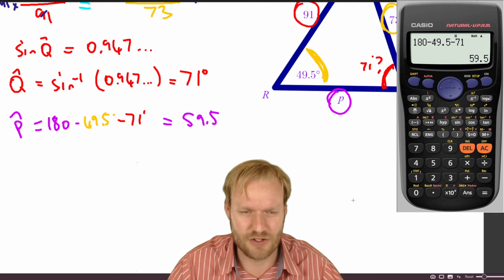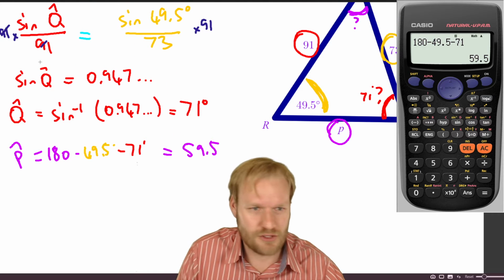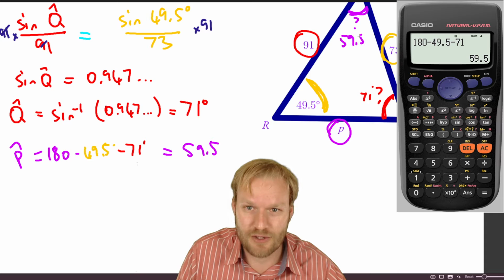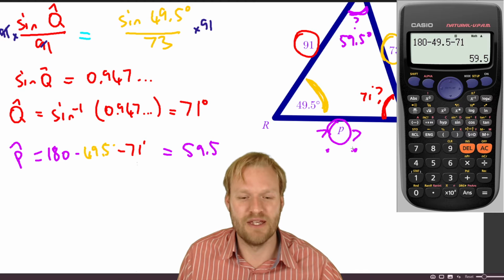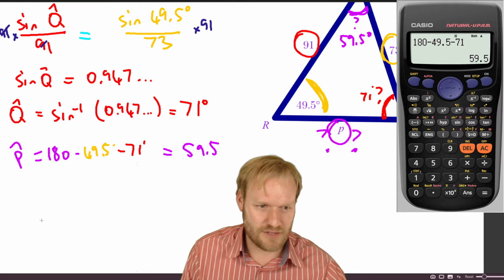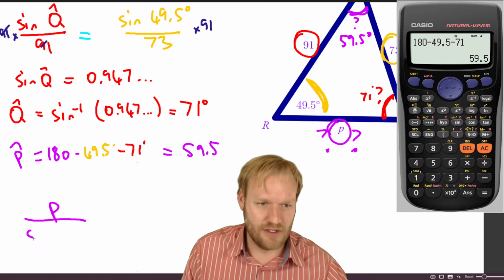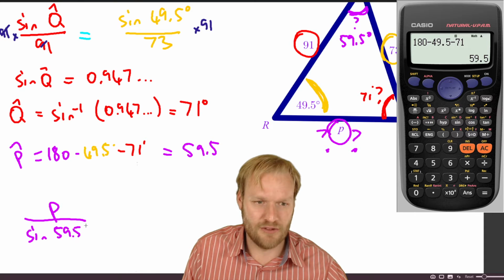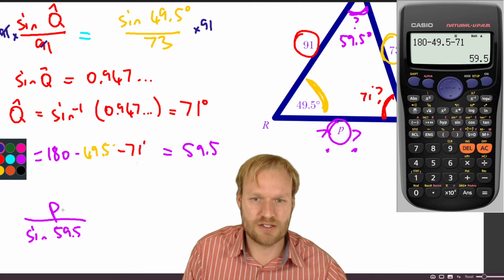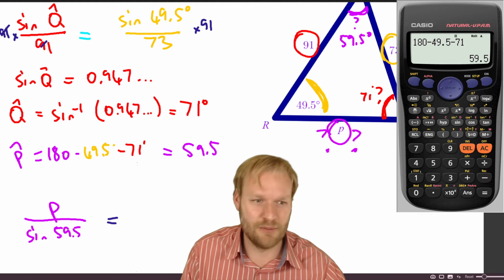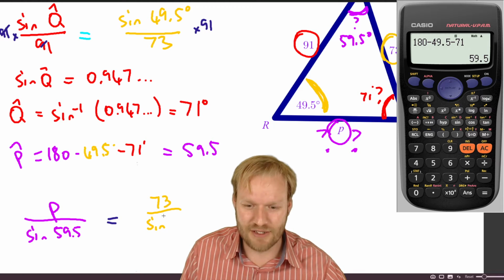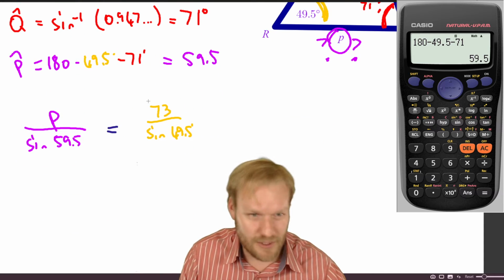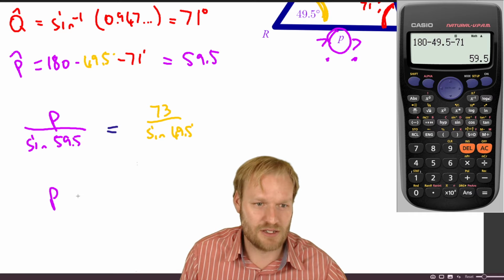Then we can find P. How are you going to find out what our side length P is? Well, we'll just do the sine rule again. So P over sine 59.5, and you'd know I'm probably going to use this yellow combination because we're given it. So we've got 73 over sine 49.5, and we just multiply by sine 59.5 and we get P.